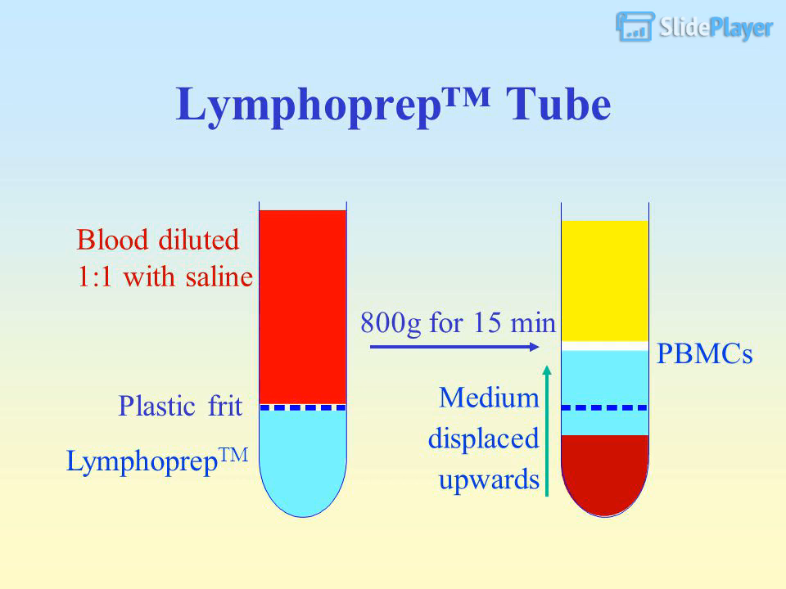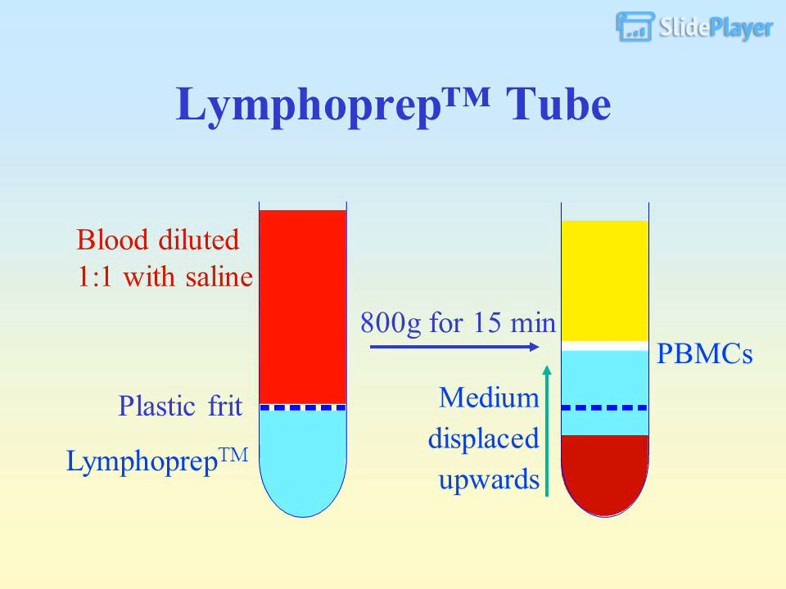The Lymphoprep tube is suited mainly to those customers who have to carry out multiple separations of PBMCs. The tubes are pre-filled with Lymphoprep, which is contained beneath a porous plastic frit. The diluted blood may be poured, rather than layered, onto the frit. During the centrifugation the erythrocytes and PMNs pass through the frit and the medium to form a pellet, which displaces the Lymphoprep upwards, allowing the PBMCs to band at the interface above the frit.